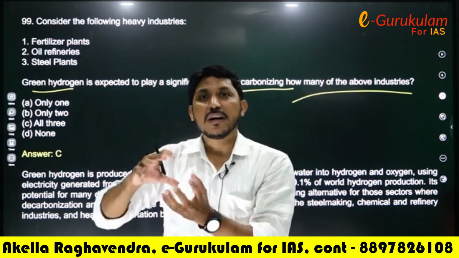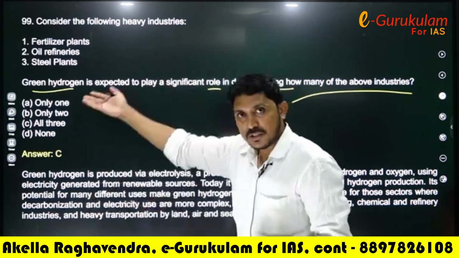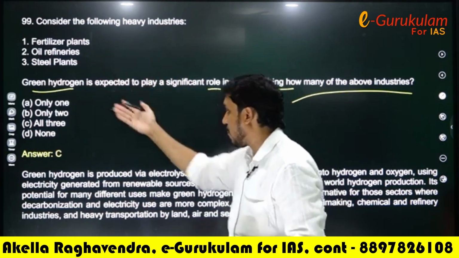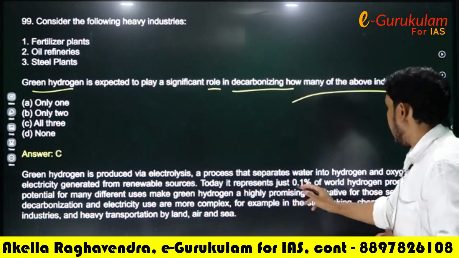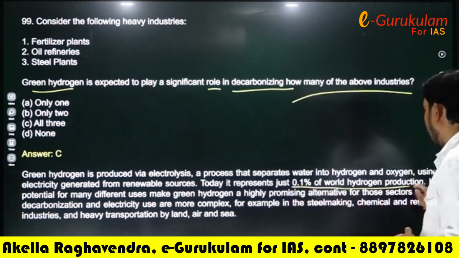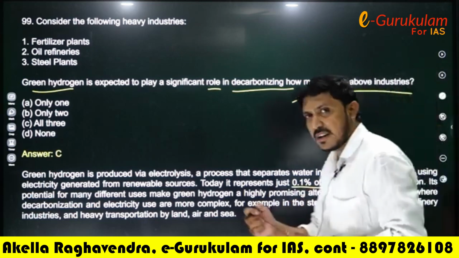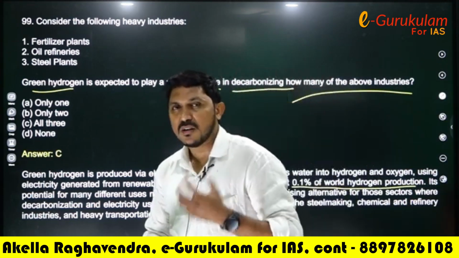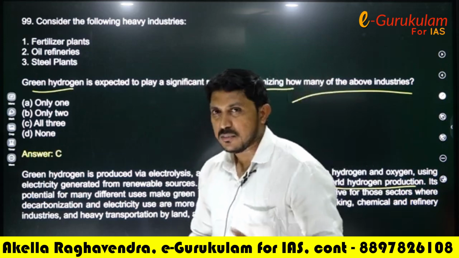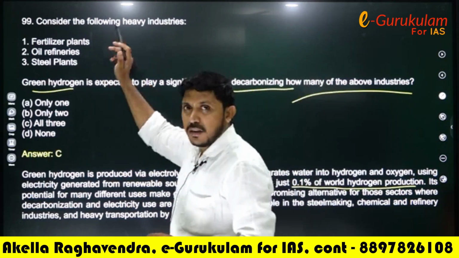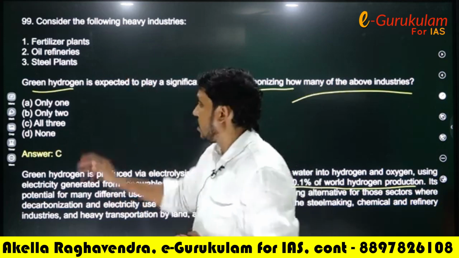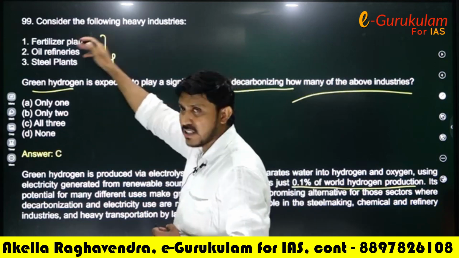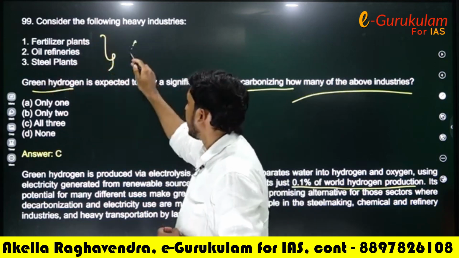We can use green hydrogen instead in all the industries: fertilizers, refineries, steel plants, and everywhere. So even though, see here, today it is only 0.1% of world hydrogen production, it is highly promising. We want to make it more and more easily accessible so as to replace the traditional carbon intensive fuels we are using, and we should replace them with green hydrogen in these industries.